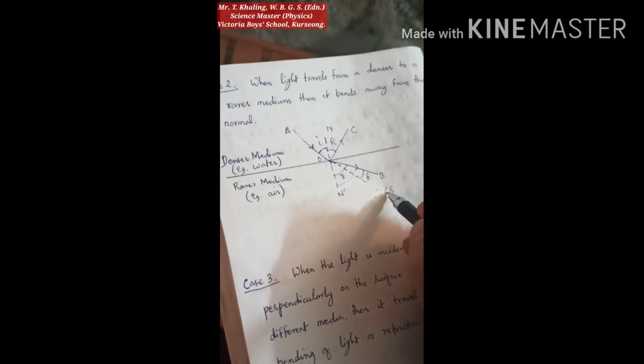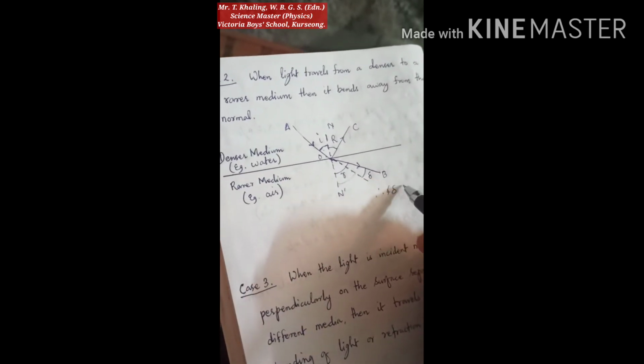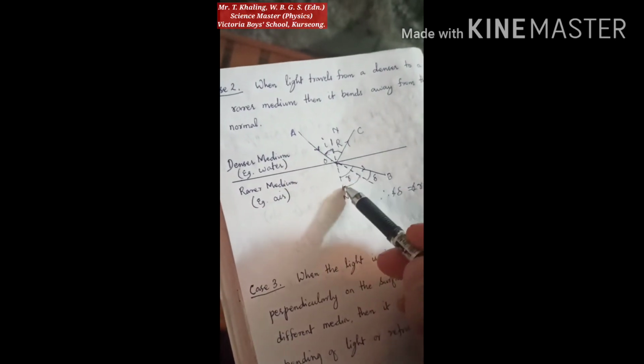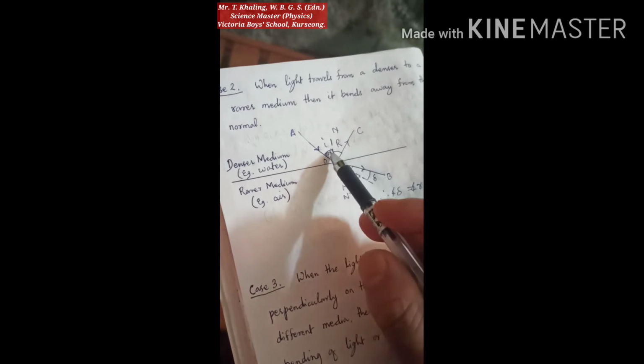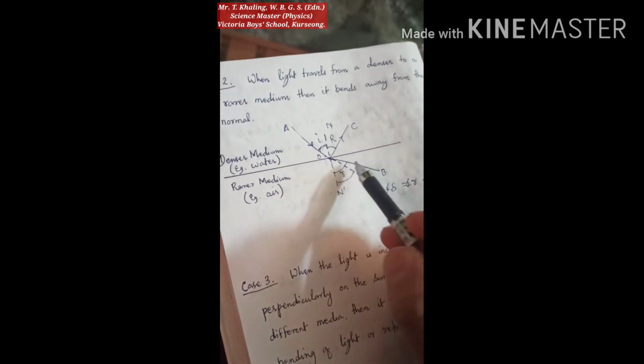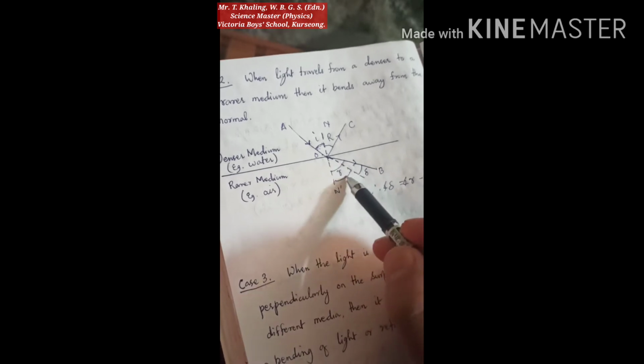This angle and this angle are vertically opposite angles. So therefore, in this case, angle delta will be equal to angle R minus angle I. If this is I, this will also be I. So delta will be equal to R minus I.